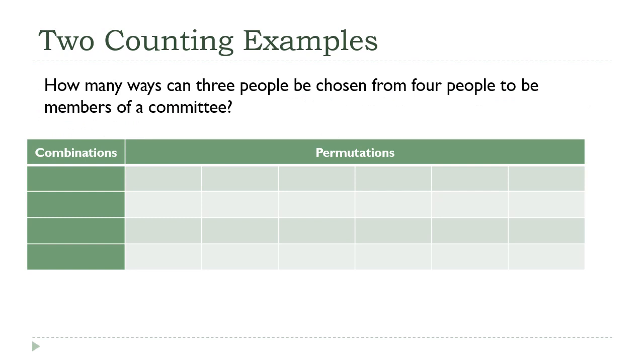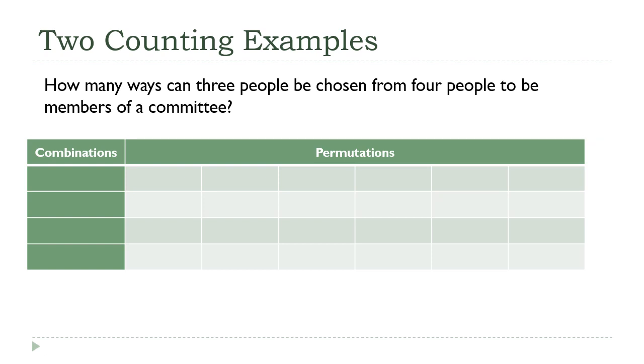So our goal here is to find a formula that lets us calculate the number of r combinations from a set with n elements. And to do that, we're going to follow a process very similar to what we did with permutations. I've got a specific example here.